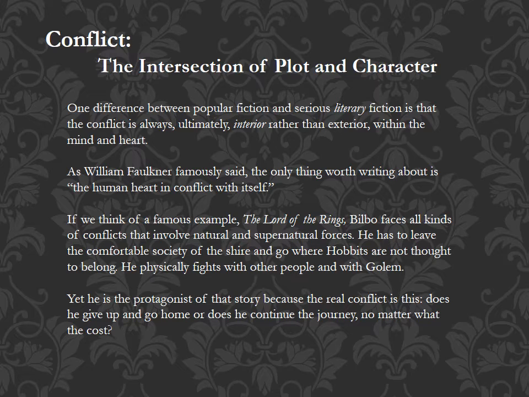If we think of a famous example, The Lord of the Rings, Bilbo faces all kinds of conflicts that involve natural and supernatural forces. He has to leave the comfortable society of the Shire and go where hobbits are not thought to belong. He physically fights with other people and with Gollum. Yet he is the protagonist of that story because the central conflict is this: does he give up and go home, or does he continue the journey, no matter what the cost?